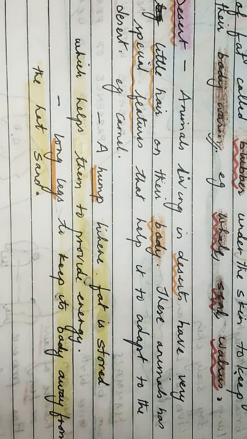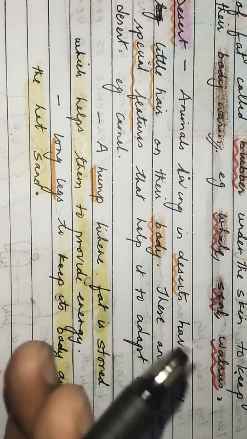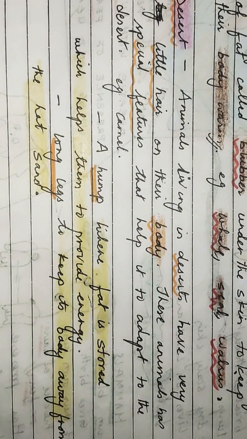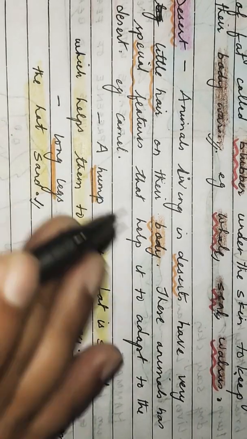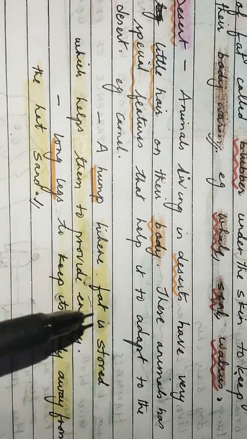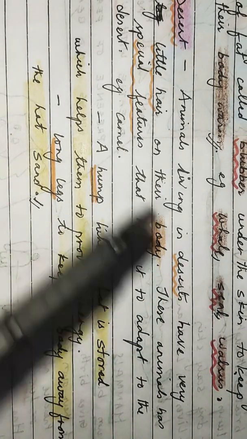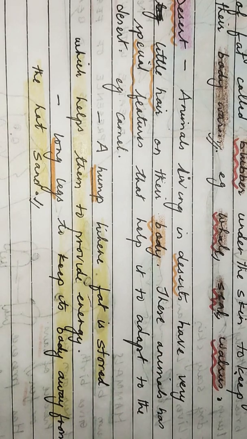You must know a camel has a hump. The reason for the hump is that fat is stored there, which helps provide energy. And they have long legs to keep the body away from the hot sand. There are many features of camels and other desert animals mentioned in your book, but I think this will be enough for you to learn in this class.